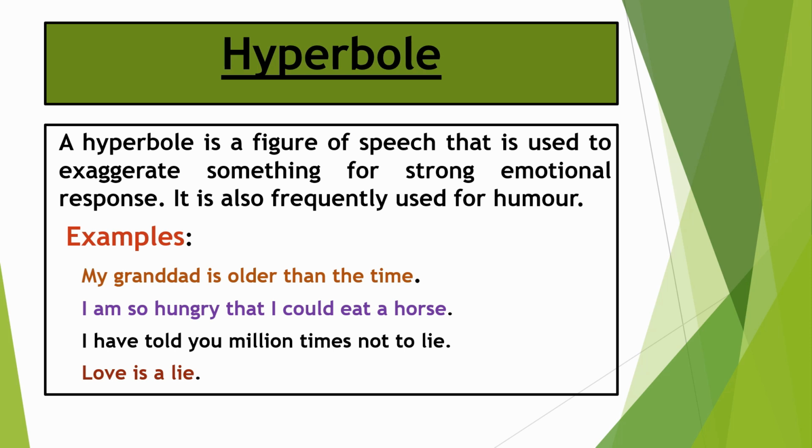I'm so hungry that I could eat a horse. So over here we could find out that the person who is saying this sentence is too hungry. So over here we have some other examples. I have told you a million times not to lie.